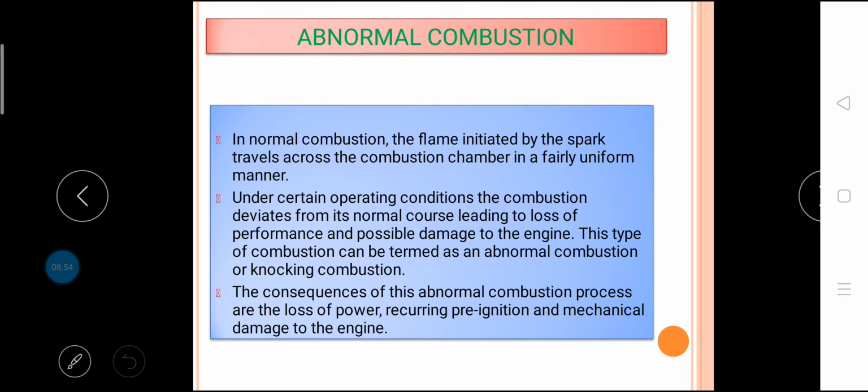Now let us discuss abnormal combustion. In normal combustion, the flame initiated by the spark travels across the combustion chamber in a fairly uniform manner. Under certain operating conditions, the combustion deviates from its normal course, leading to loss of performance and possible damage to the engine. This type of combustion may be termed as an abnormal combustion or knocking combustion. The consequences of this abnormal combustion process are the loss of power, recurring pre-ignition and mechanical damage to the engine.